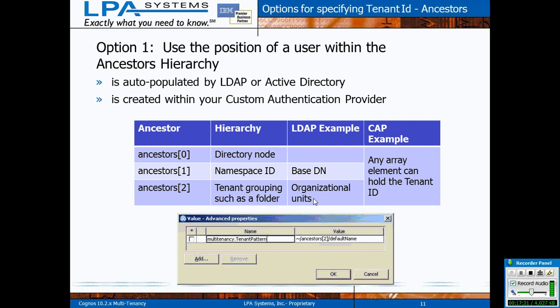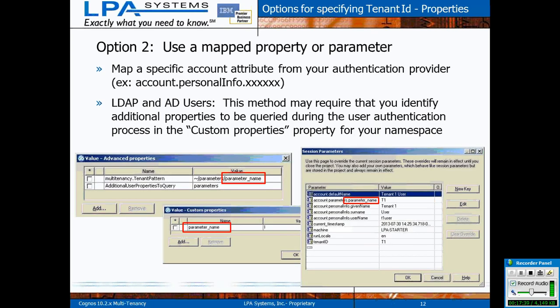And if I have a custom authentication provider, I'm creating that array in the Java code. And so I could simply reserve one element of the array in the CAP to be where I will plot the tenant ID for every logged in user, and I can configure in this way with my CAP. Option 1.